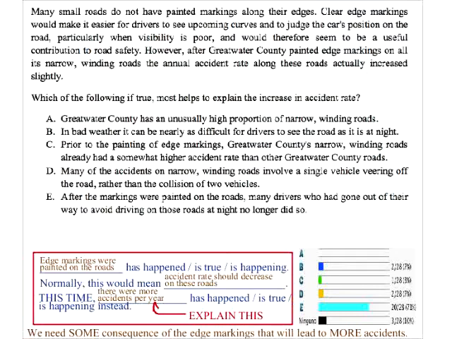But E is it. If you have more drivers total, then that can very much lead to more accidents. Many drivers who had gone out of their way to avoid these roads no longer did so. This means that more people are using the road, especially at night. So more traffic on the road at night could reasonably lead to more accidents.